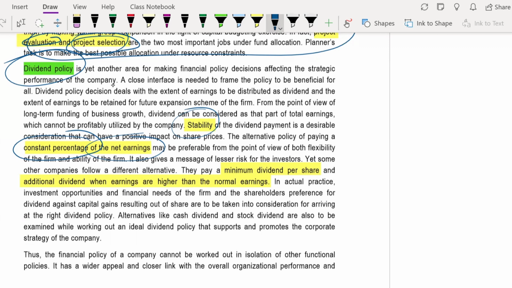And the third policy might be a mix of both, that you pay a minimum dividend per share every year, and along with that you pay an additional dividend depending on how your earnings are. If your earnings are more than normal, you pay more dividend. If they are less, you pay less dividend. So it is a mix of both. Here also strategy gets involved, because if you are having a stable dividend every year, it is very sure that it is going to have a positive impact on your share prices. So if you want a positive impact on your share prices, if that is more important to your company, then in such a case you will choose a stability strategy of dividend payment. So here strategy and finance both play a major role.